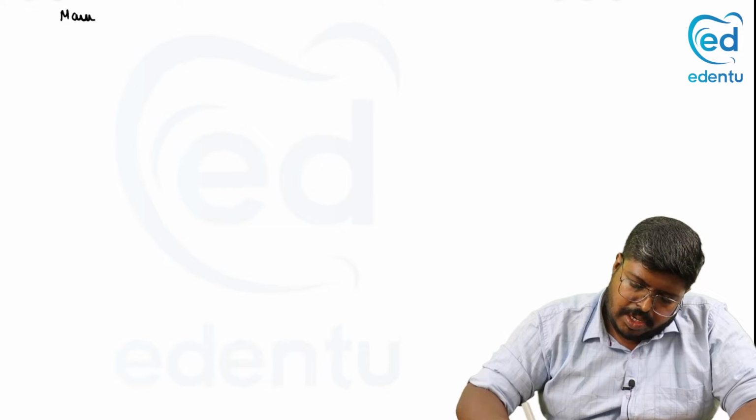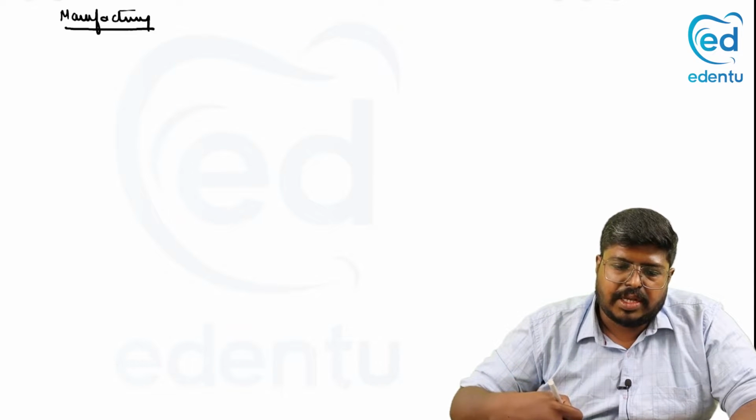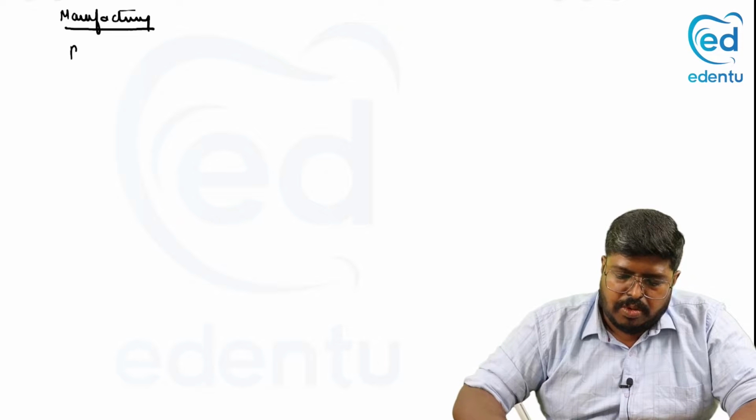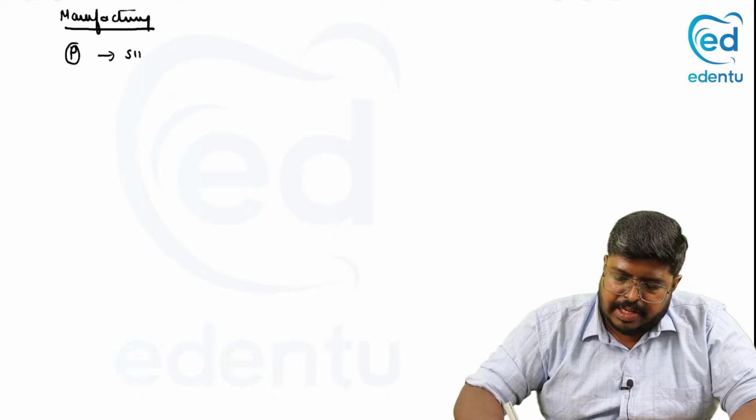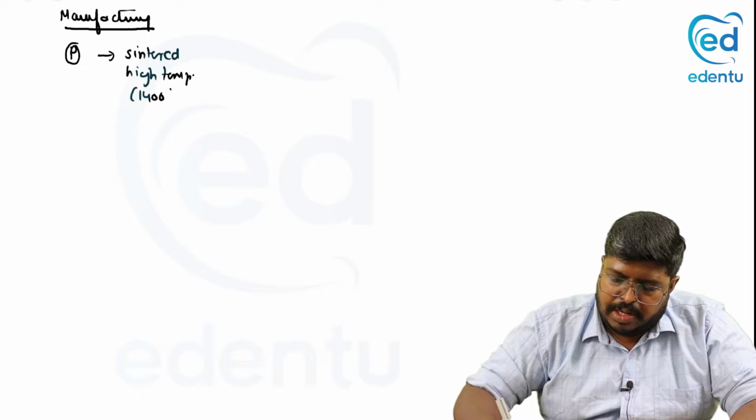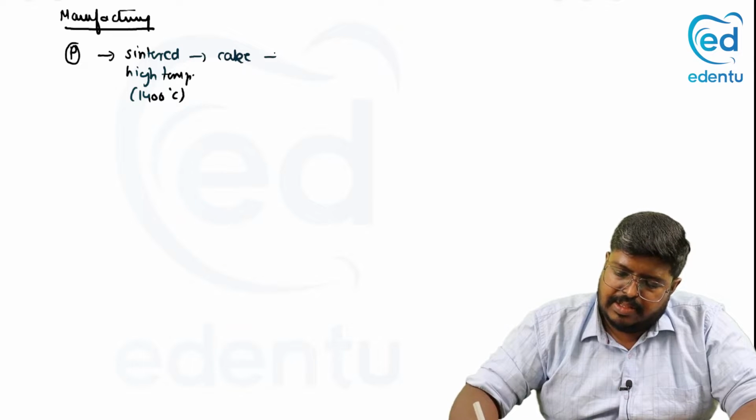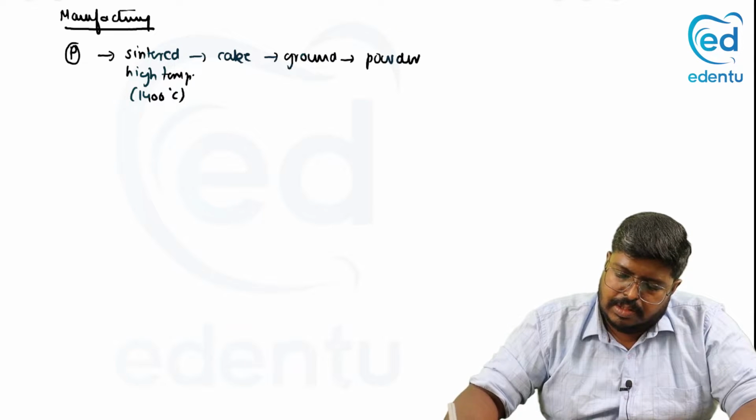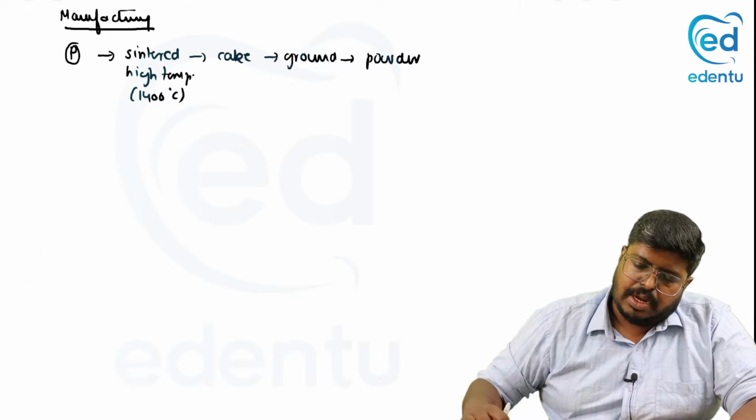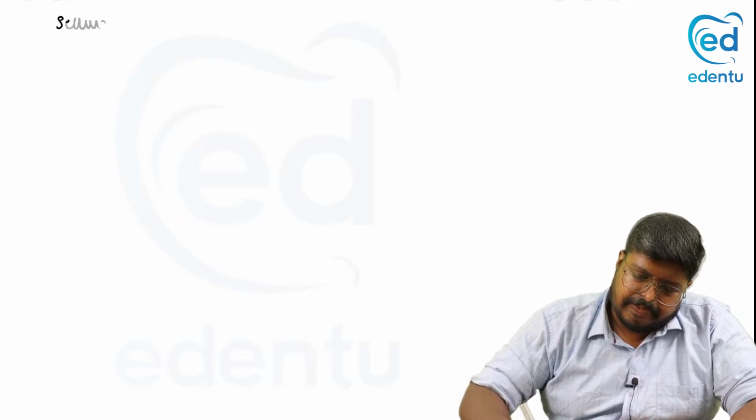Now, how did you manufacture these things? So we are going to talk about the manufacturing. Okay, so the powder was taken, the powder was then sintered at a very high temperature, approximately 1400 degrees Celsius. You got a cake. This cake was then ground and you got powder particles. Now let us look at the setting reaction.